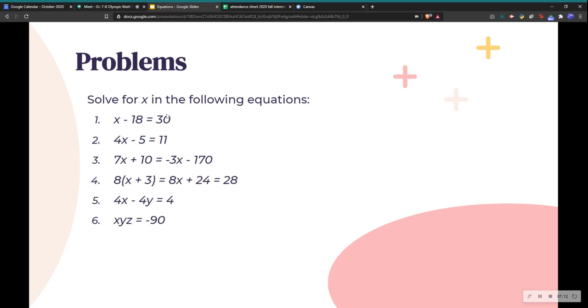And then on the right side, you'd have 30 plus 18, because you want to keep the two sides balanced. When you add 18 to the left side, you have to do it to the right side as well. And so that gives you x equals 30 plus 18, and 30 plus 18 is 48. So that was fairly straightforward.